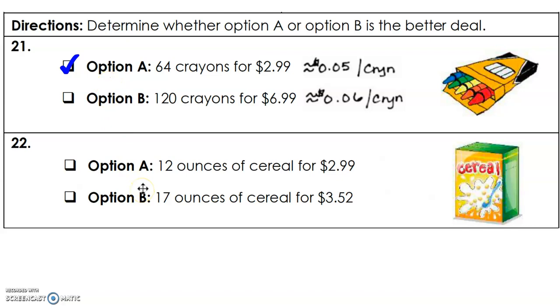All right, what about on cereal? You get 12 ounces for $2.99 or 17 ounces for $3.52. So $2.99 divided by 12 is 25 cents an ounce. $3.52 divided by 17 gives us 21 cents per ounce. So even though this costs a little more than $2.99, you actually get more for your money because it costs less per ounce. So option B is the better deal.